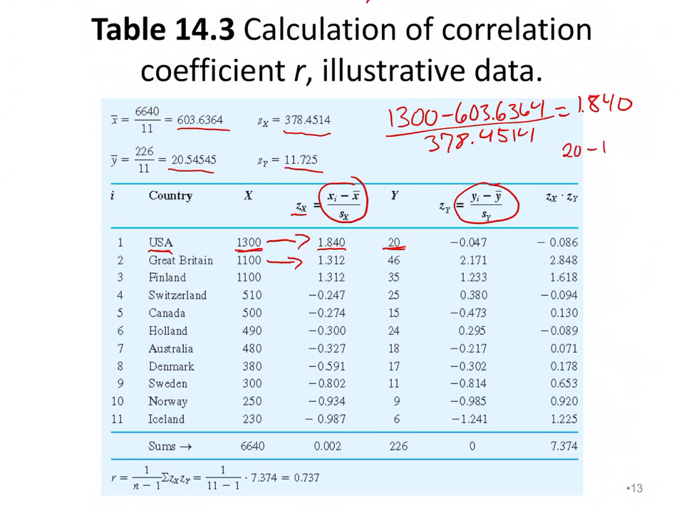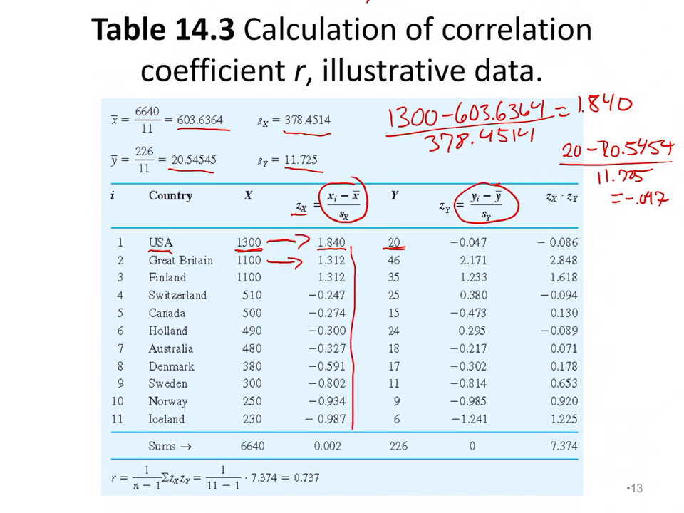Same thing here when you do your y, use the same formula. You're going to do your 20 minus your 20.55454, we'll say, and divided by your standard deviation of 11.725, and that's going to equal your negative 0.047.